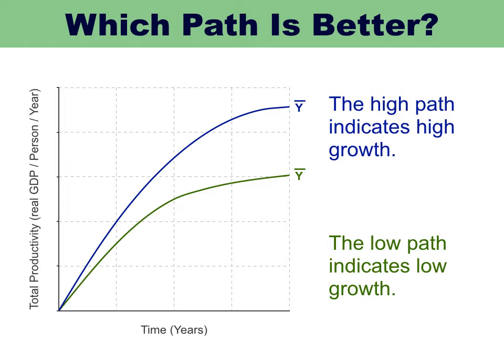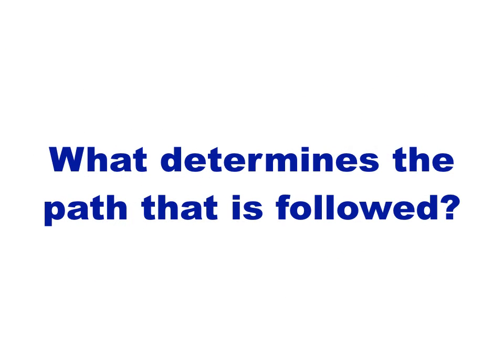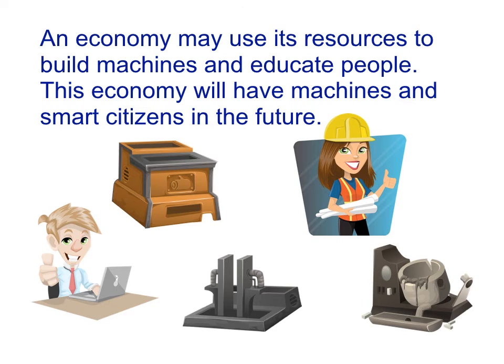So which path is the better path to be on then? The blue path, which is a high growth rate, or the low path, which is the green path? Well, what determines the path that is followed? If you want to be on the high path, this is the type of stuff that you're going to be doing with your life. Right? We need to get machines because we learned that machines help us grow. We need to become educated because human capital, education, helps us grow. So this is going to give us a fairly high growth rate.